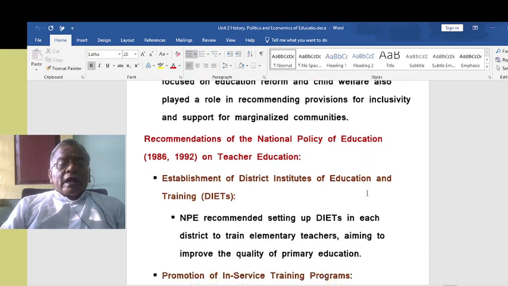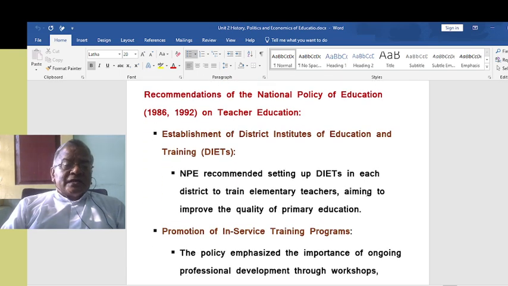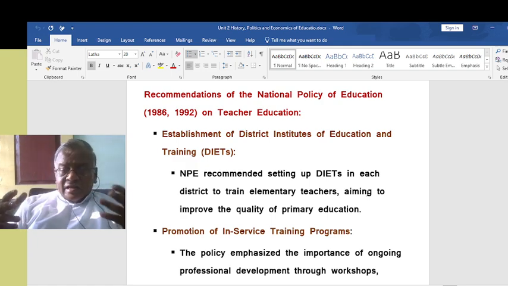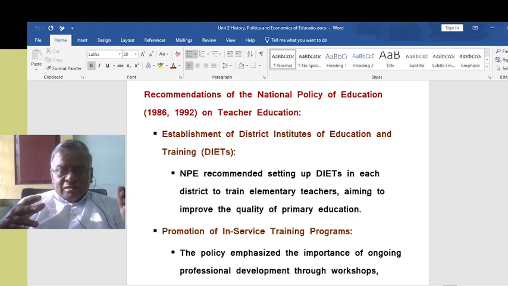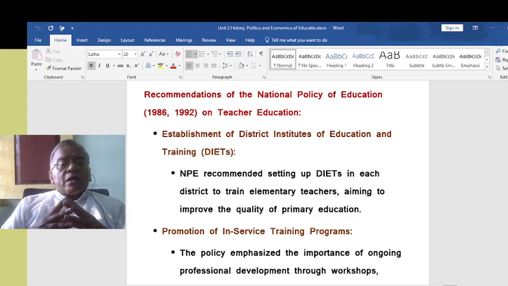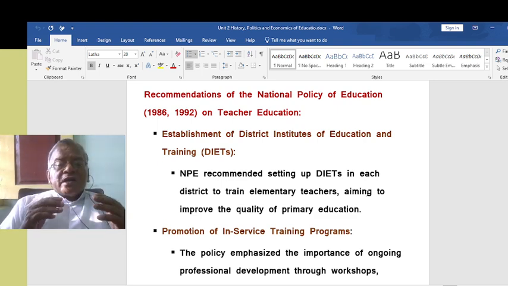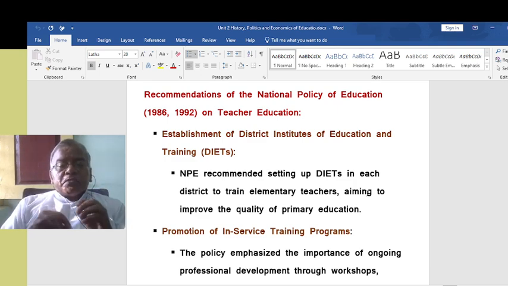Recommendations of the National Policy of Education 1986 on teacher education. That's very important, no? Because we are concerned with teacher education in our syllabus. So this is a very important point. What are the recommendations of the National Policy of Education on teacher education? Establishment of District Institutes of Education and Training, DIETs. NPE recommended setting up DIETs in each district to train elementary teachers, aiming to improve the quality of primary education.